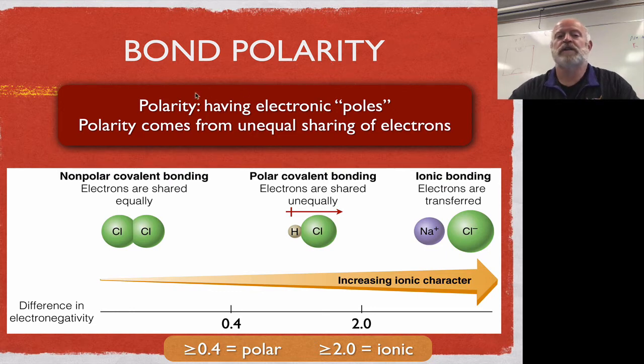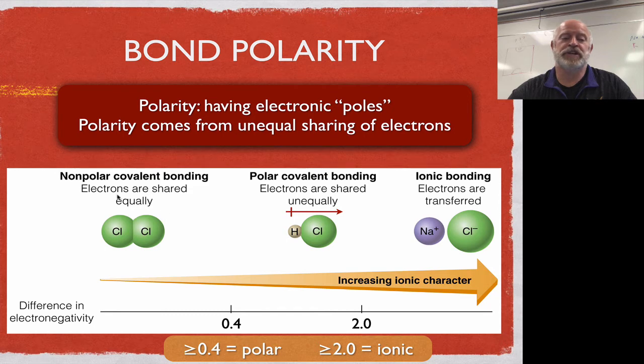So first of all, let's talk about what polarity is. Polarity is basically having electronic poles to it, very much like our planet has magnetic poles. We have the North Pole and the South Pole. We have sides to it, okay? The polarity, or those poles, come from an unequal amount of sharing. Now, this is not a light switch. This is not an on-off kind of thing. It's a continuum of unequal sharing.